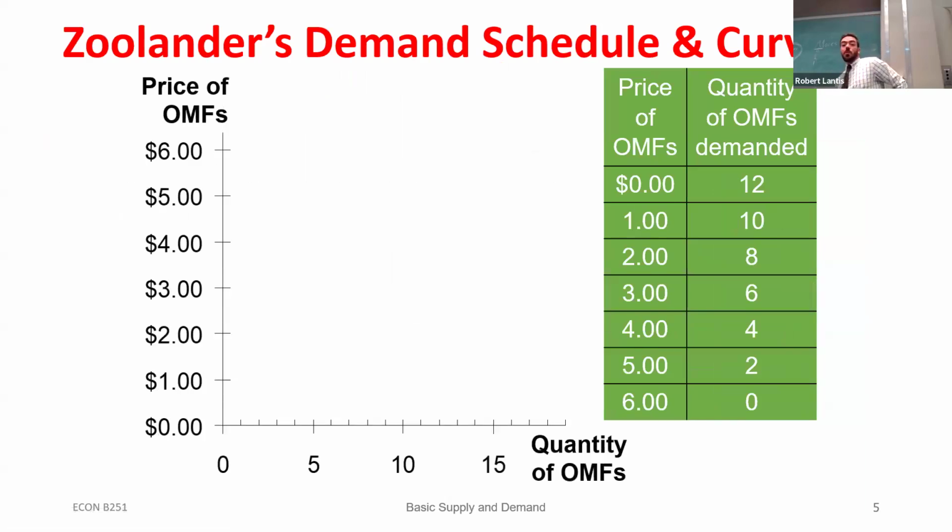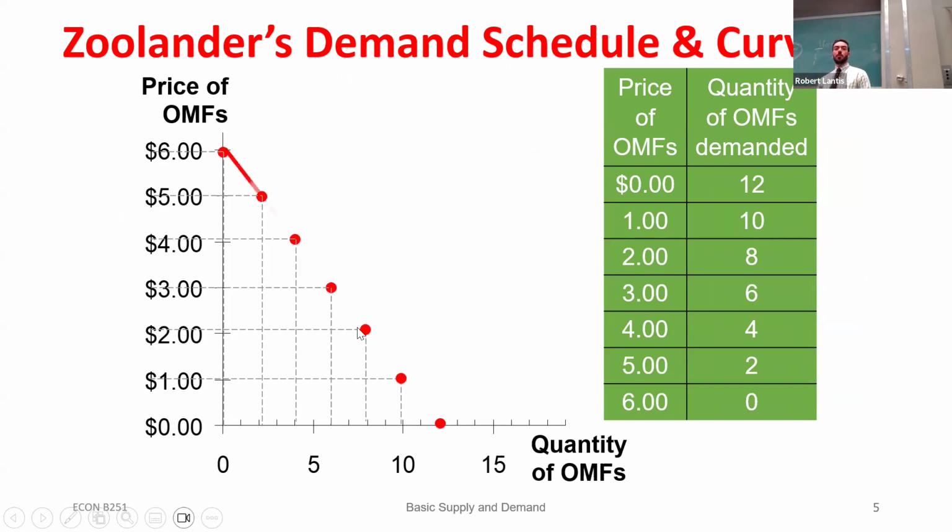So all I'm going to do is plot each one of these points, right? The first point is going to be at a price of 0. We had a quantity demanded of 12. And then the next one, at a price of 1, my quantity demanded was 10. And then 2, 8. So on and so forth. We just plot all of these points.